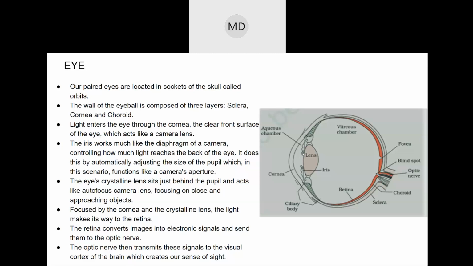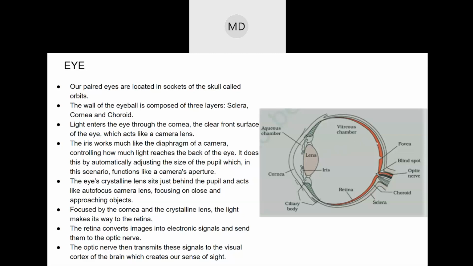If you are facing direct sunlight, then this iris will become narrow, the hole will become small. And if you are in the dark, this will move apart and the hole will become large. So the iris will control how much light gets inside. Okay, light enters the eye and falls on the lens.